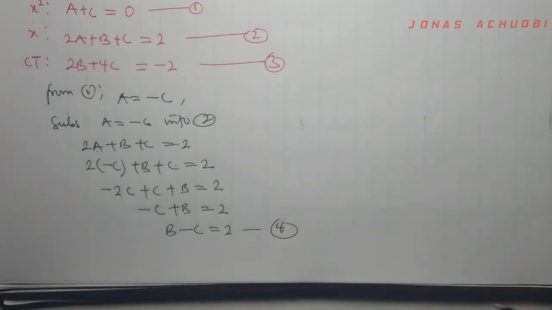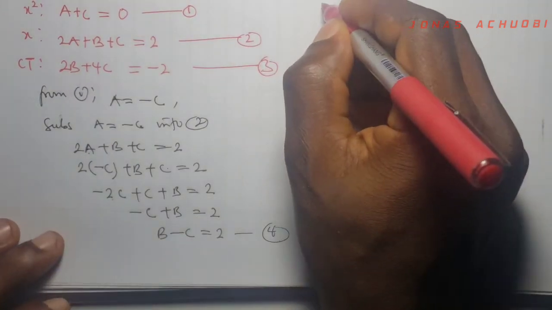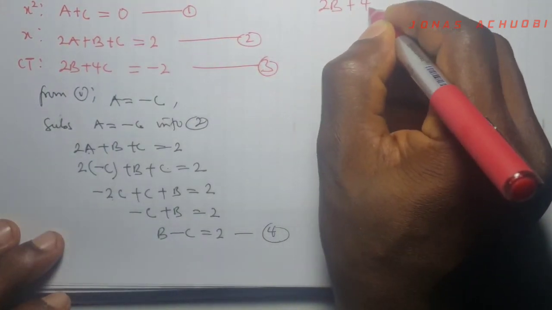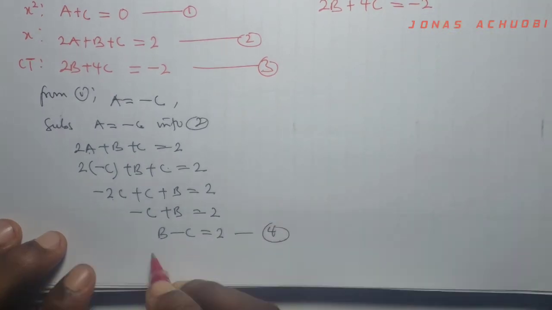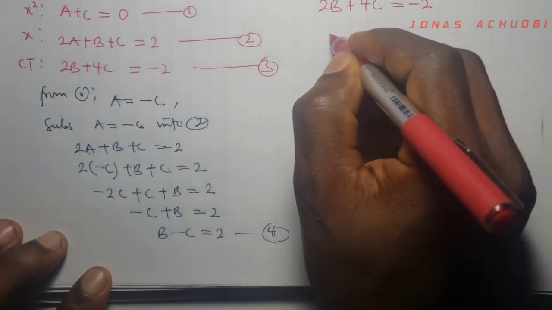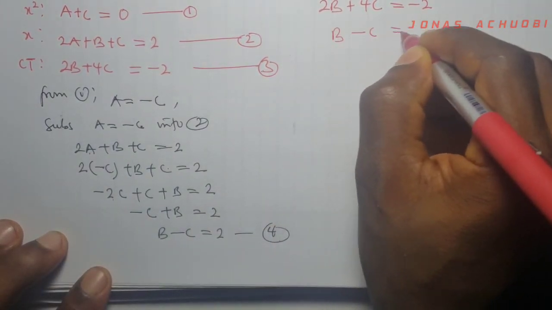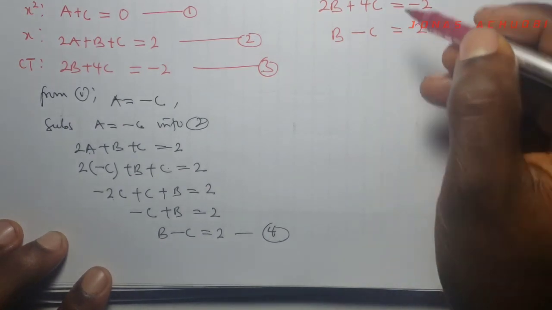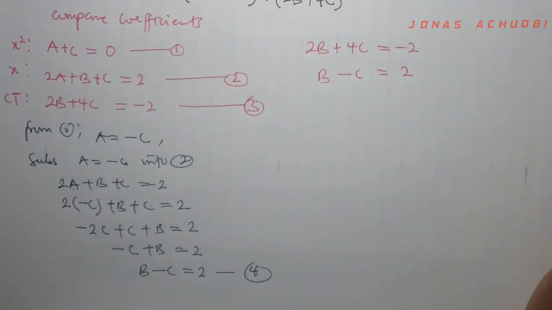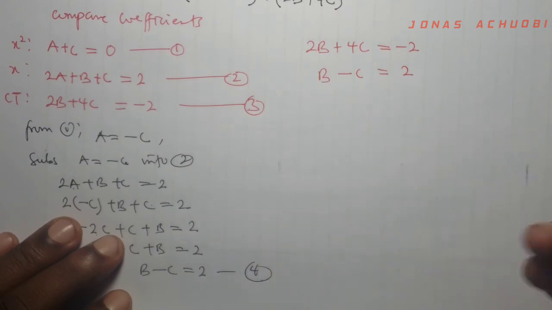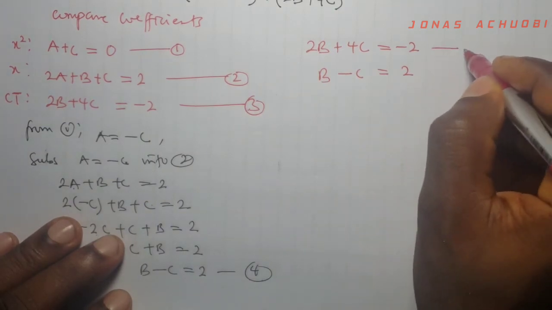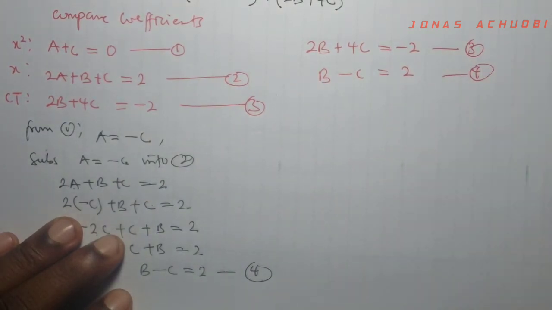I observe that equation 3 and equation 4 have exactly the same letters, b and c. So I'll now solve 3 and 4 together. So 3 is 2b plus 4c equal to minus 2, while 4 is b minus c equal to 2. So I'll now solve these two equations simultaneously. I'll use a method of substitution. So this is equation 3, this is equation 4.